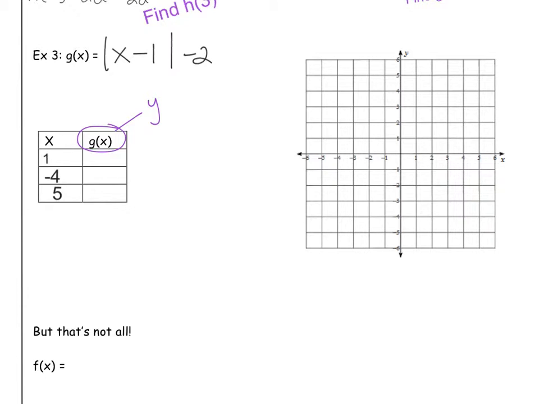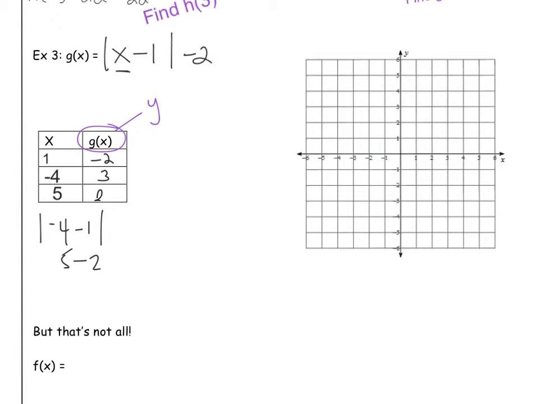If I take each x value and plug it in, I'm looking at the first one, the absolute value of 1 minus 1, which is 0, and 0 minus 2 is -2. In the next problem, I'm taking the absolute value of -4 minus 1, and that's -5. So the absolute value of -5 is 5, minus 2, that's 3. And for the last x value, I'm taking an x value of 5, putting that into this function. That's the absolute value of 5 minus 1, that's 4. 4 take away 2, that's 2.